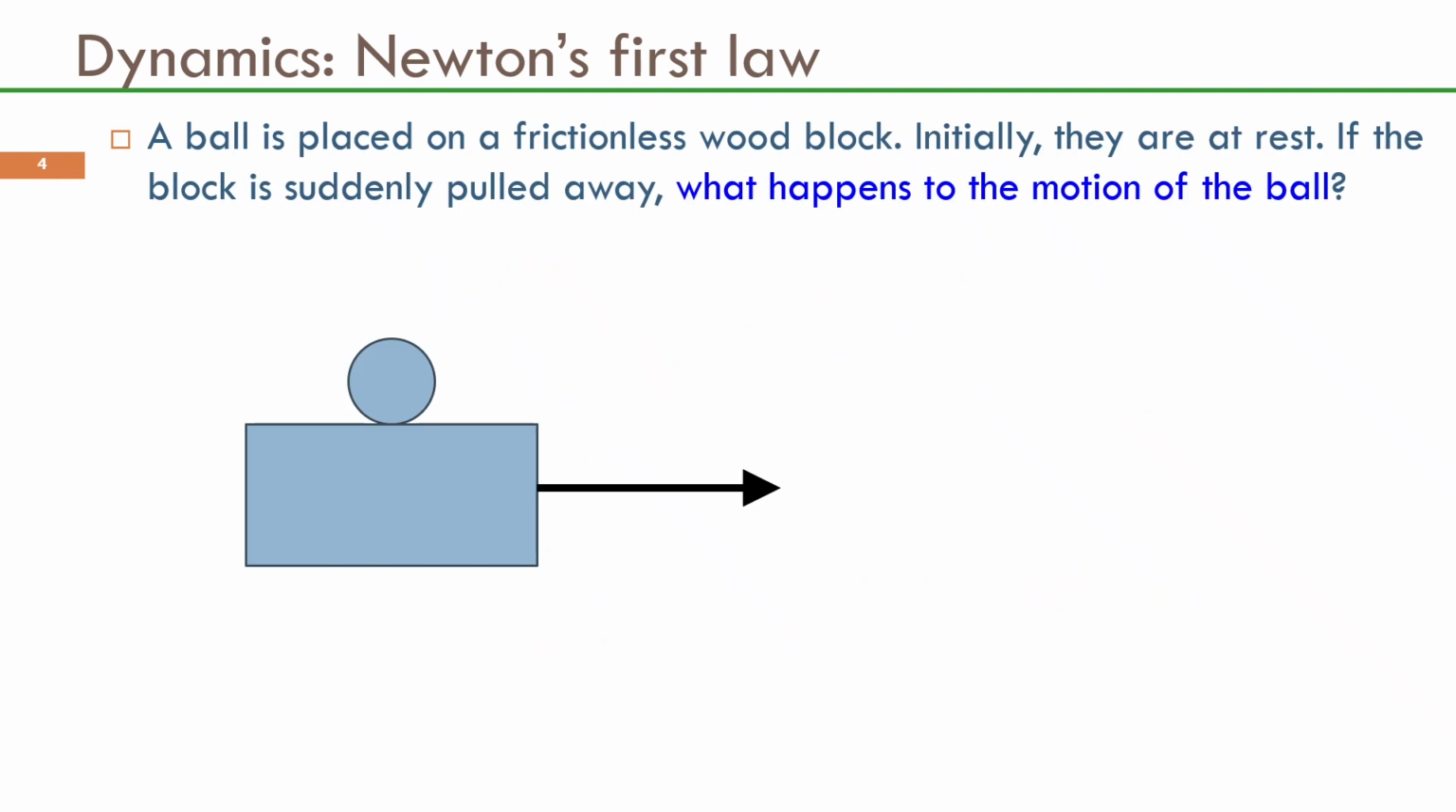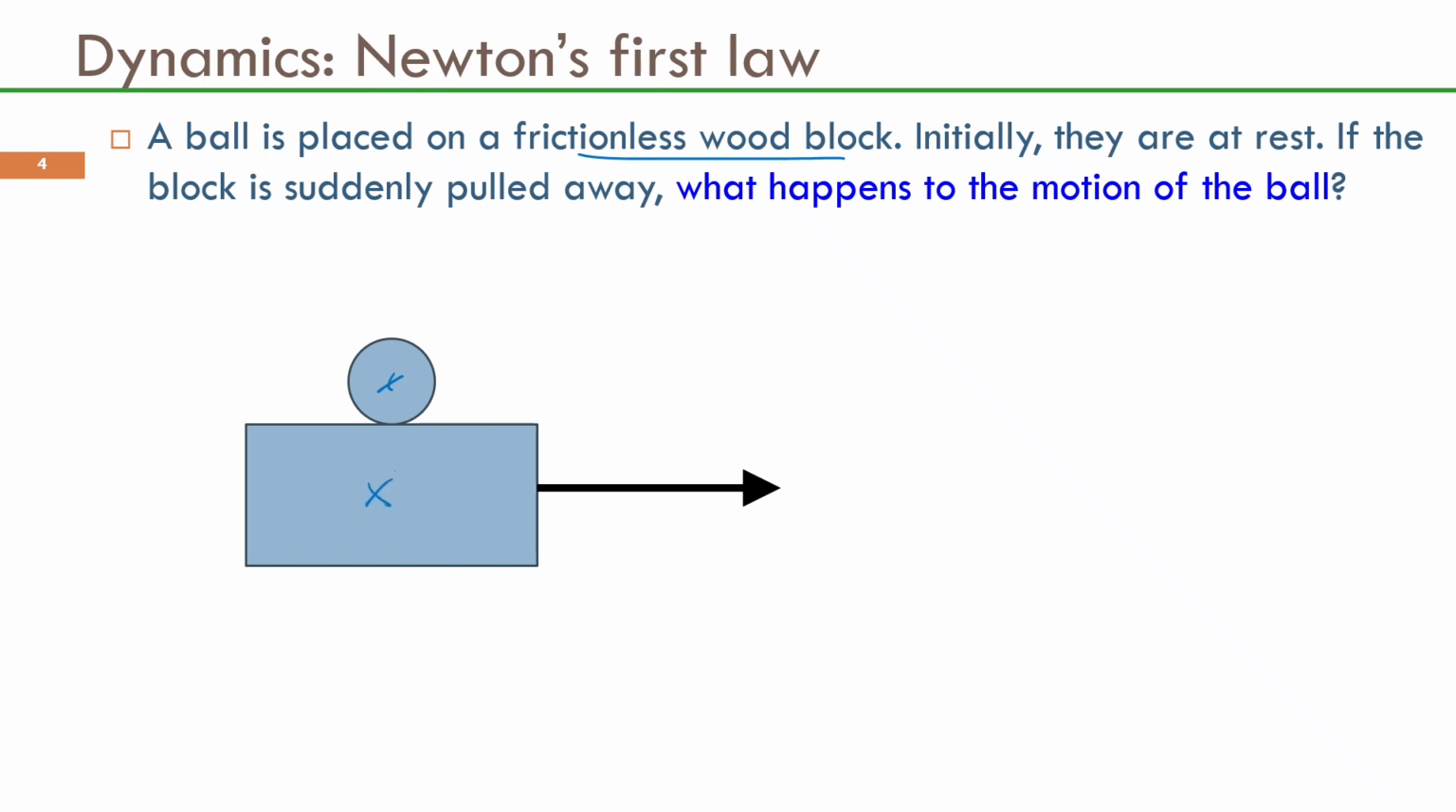Alright, let's look at another practice problem. So let's say a ball is placed on a frictionless wood block. Initially, they are at rest. If the block is suddenly pulled away, what happens to the motion of the ball? Let's look at what happened before and after we pull the block away. So before we pull the block, the ball and the block are both at rest.